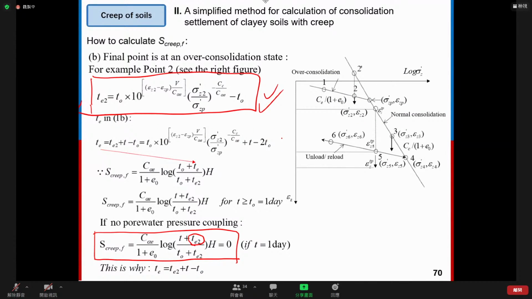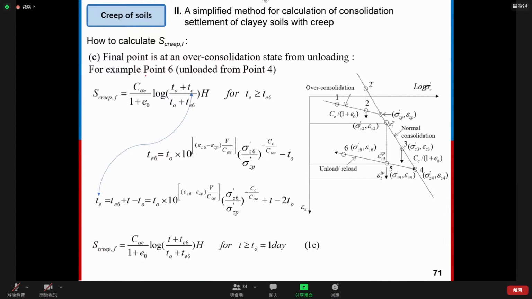So this equation is what we are going to use, okay? So to get the TE2 and put it into this equation here and calculate the S-creep final when the final point is at the over consolidation line, okay? This is a case.